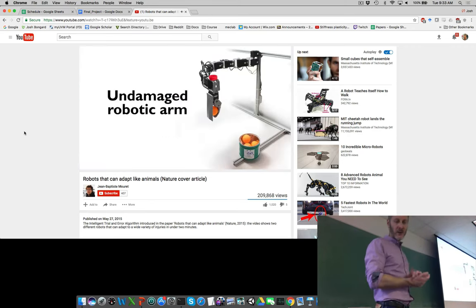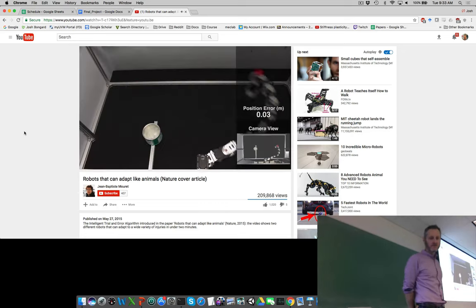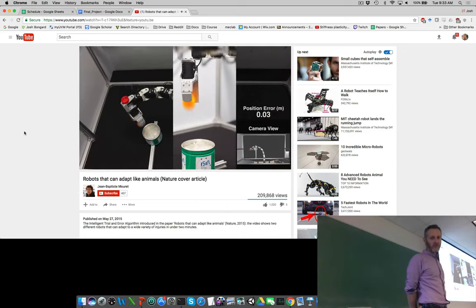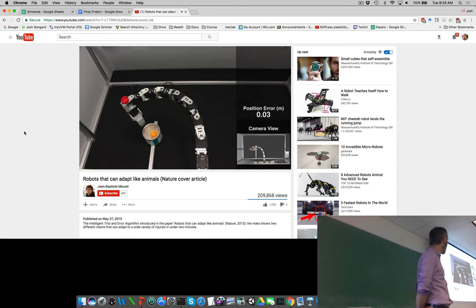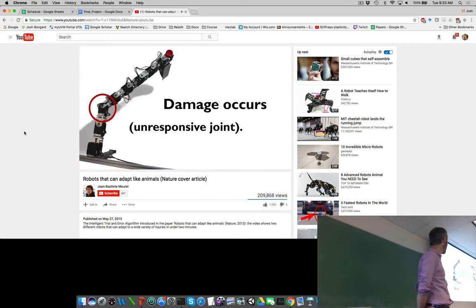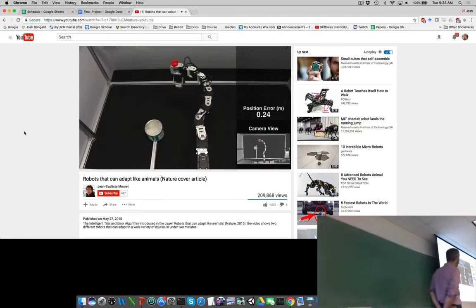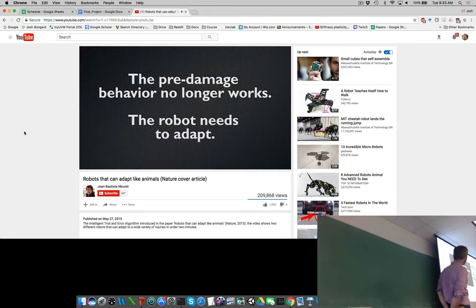So here we go, now the second experiment with the robot arm. Here's the undamaged robot arm, the behavior, a successful behavior in the undamaged case. Now we have an unresponsive joint. So if you send commands to that joint, nothing happens. Not very successful.